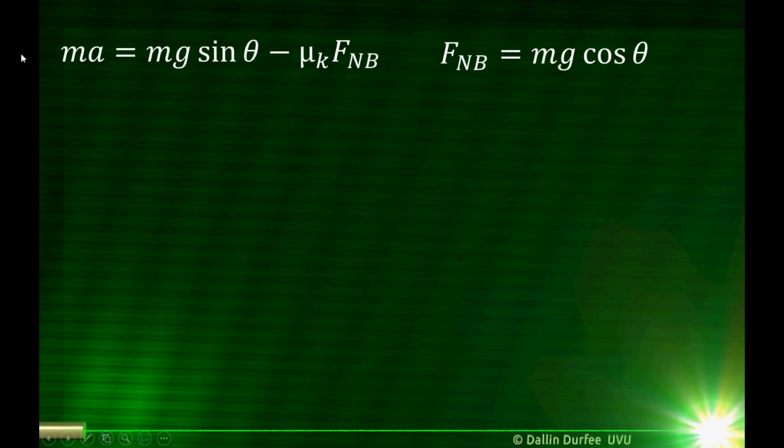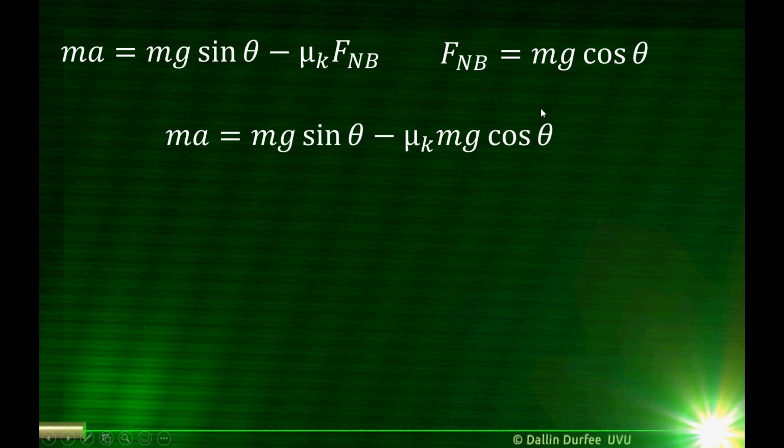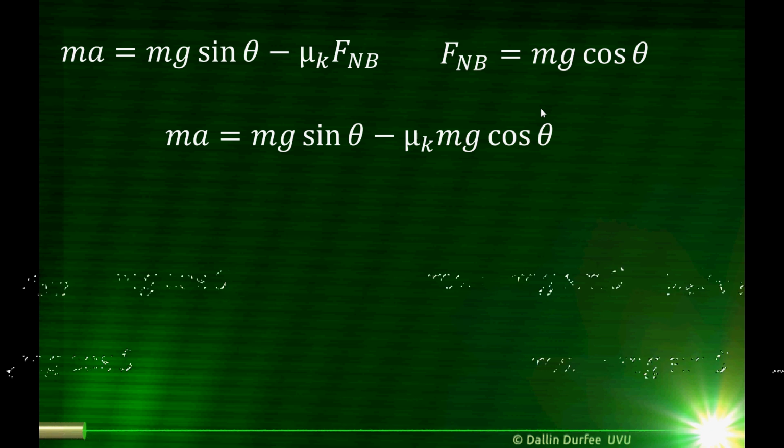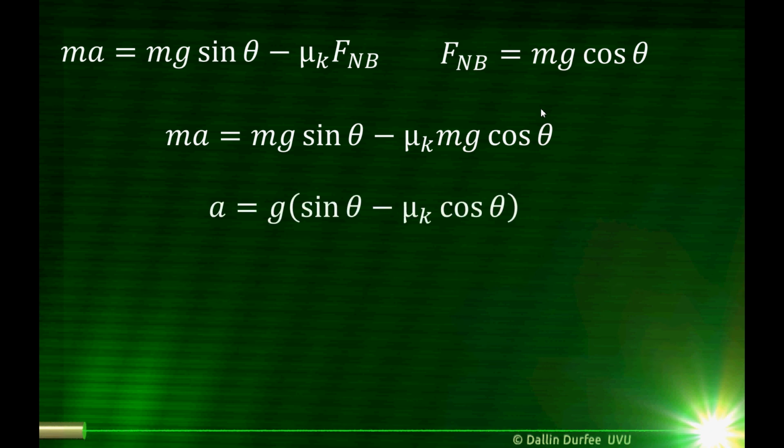So we take these two equations and plug the normal force we found into this equation, and we get this. And we can cancel out the m's, factor out the g's, and we find then that the acceleration is just g times sine of theta minus the coefficient of kinetic friction times cosine of theta. And great, now we've got the acceleration, but that's not what we wanted. What we wanted to know was how long it would take the book to come to a stop.